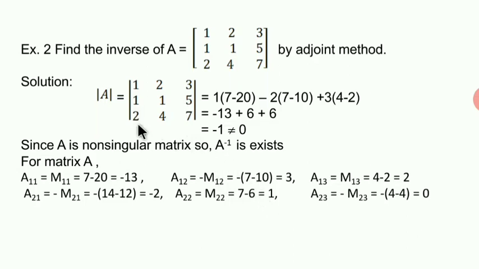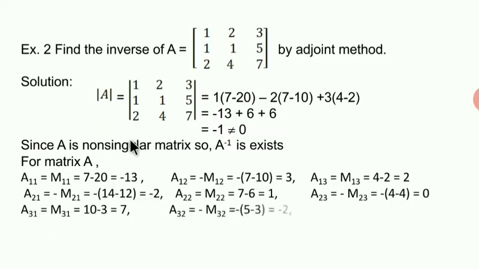A23 is equal to minus M23. M23 is the determinant obtained by deleting second row, third column, and so the value of determinant is minus of 4 minus 4, it is 0. These are the cofactors of each element in second row. Now we find cofactors of each element in third row.